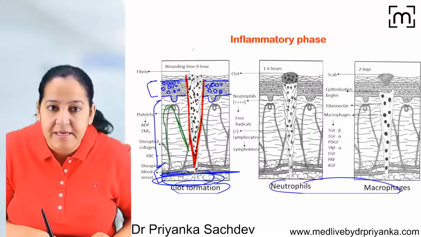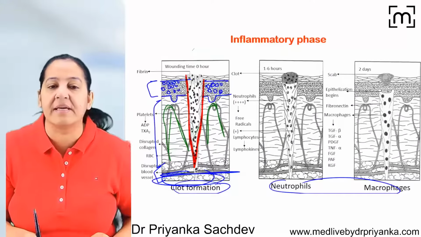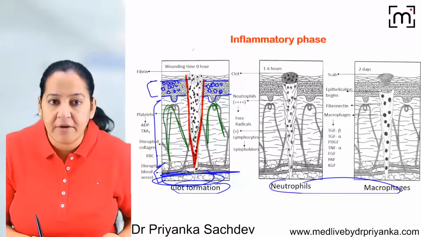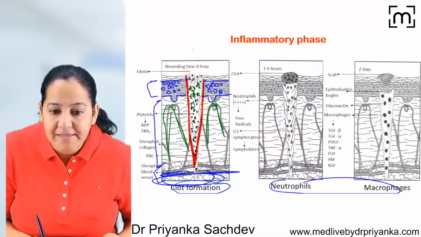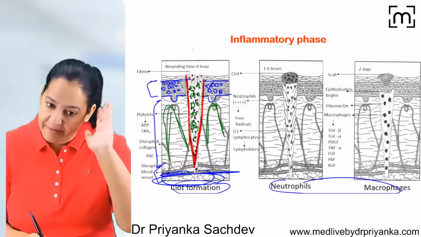These all are the blood vessels in the dermis, you can see. Now from them the platelets will come. Can you see? These all are the platelets. So platelets are arriving in the space and they are forming the primary clot.